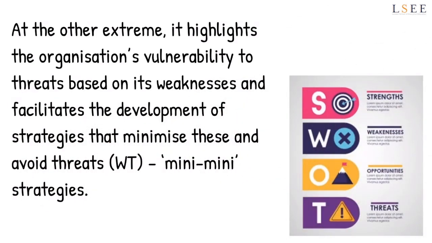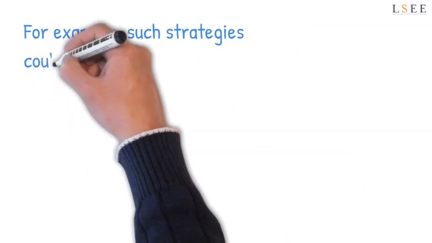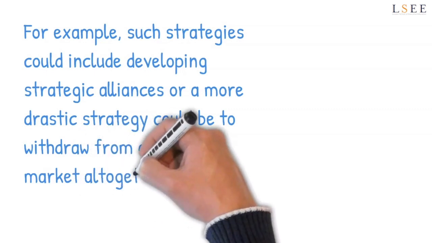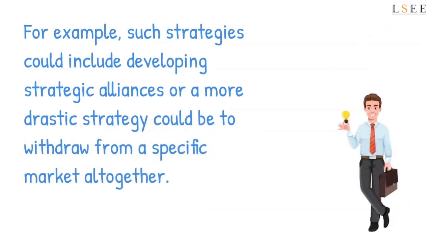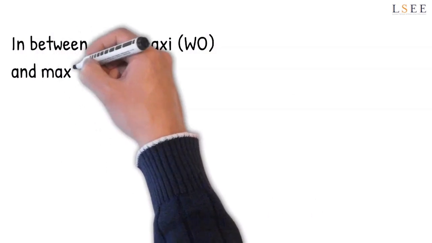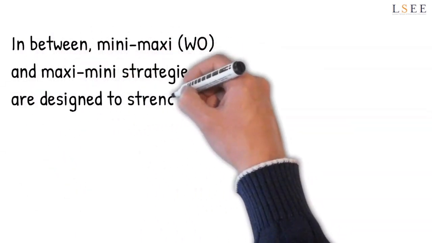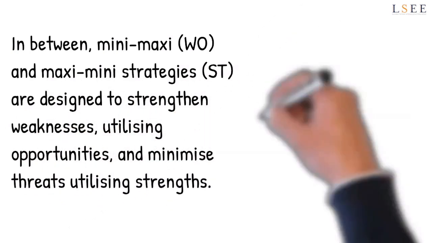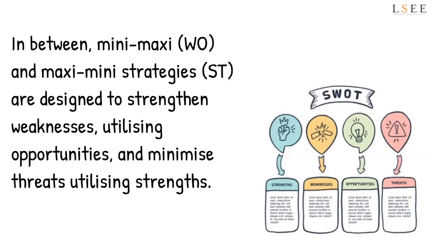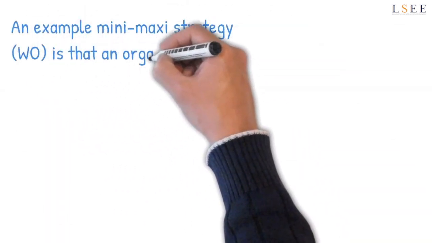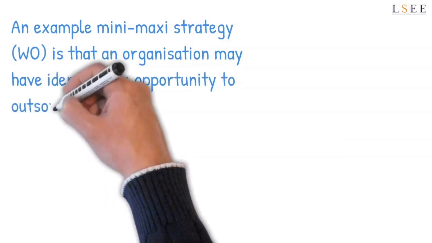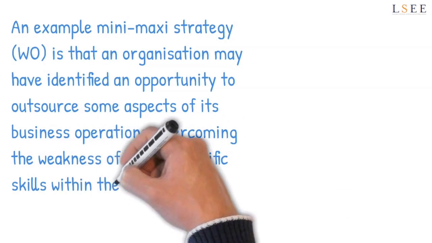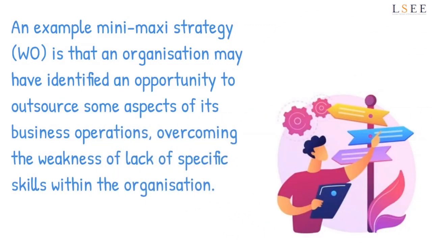WT, mini-mini strategies. For example, such strategies could include developing strategic alliances, or a more drastic strategy could be to withdraw from a specific market altogether. In between, many maxi-mini, WO, and maxi-mini, ST, strategies are designed to strengthen weaknesses, utilizing opportunities, and minimize threats, utilizing strengths. An example of a mini-maxi strategy, WO, is that an organization may have identified an opportunity to outsource some aspects of its business operations, overcoming the weakness of lack of specific skills within the organization.